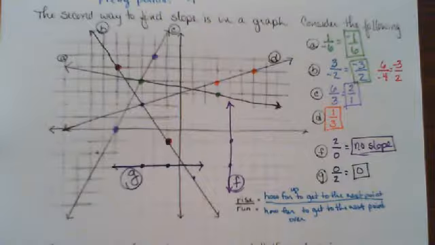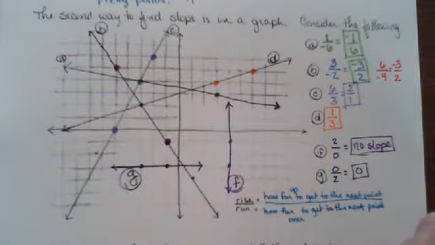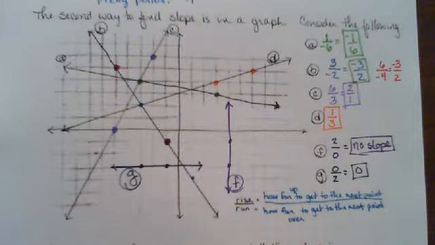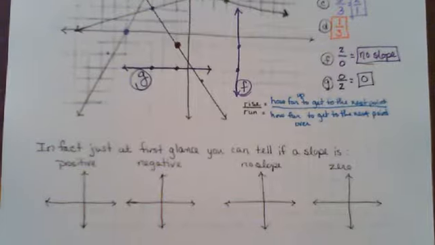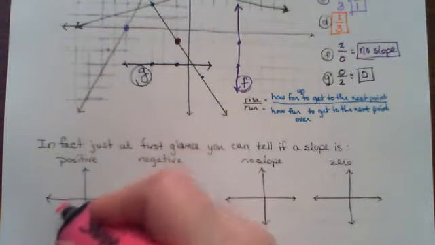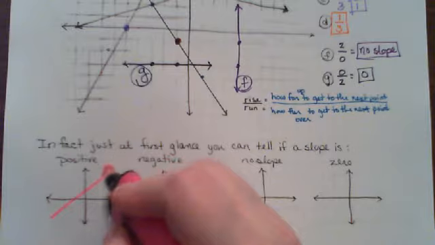Back to what I told you just a few minutes ago in the clouds. If it is a vertical line, it's going to be no slope. If it is a horizontal line, it's going to be 0 slope. Works that way every time. In fact, just at first glance, you can tell if a slope is positive, negative, 0, or no slope. So if a slope is positive, that means it's going to start in the bottom part and end in the top.